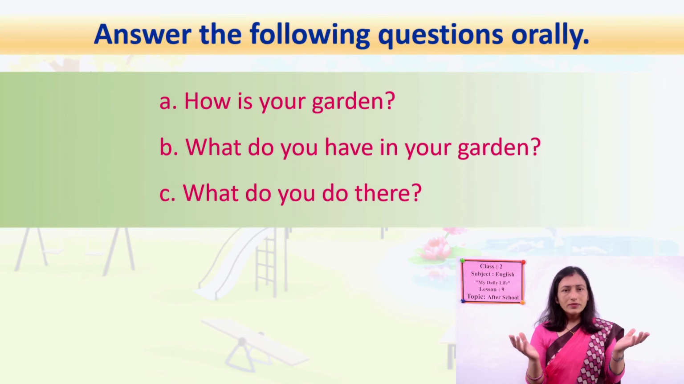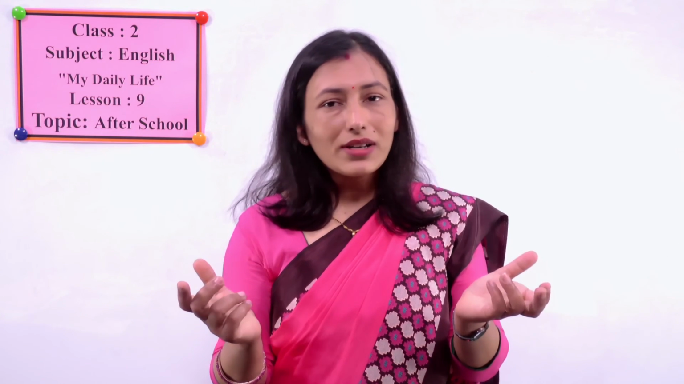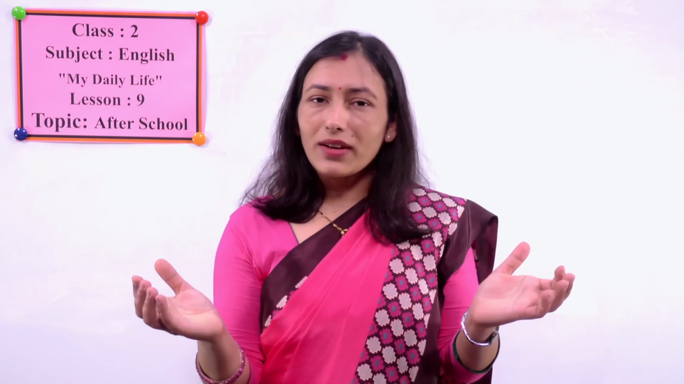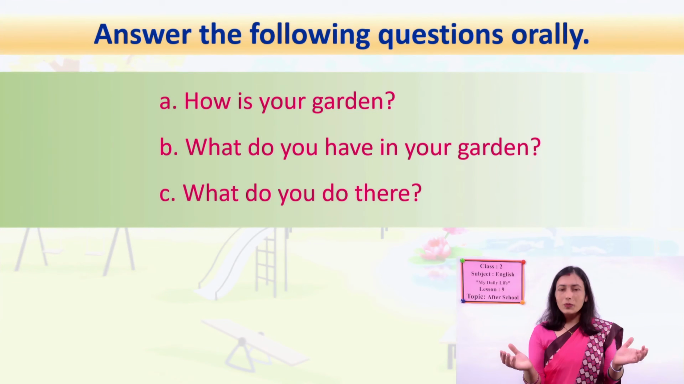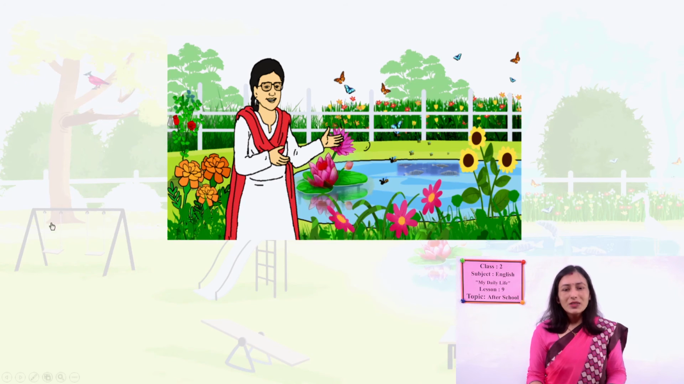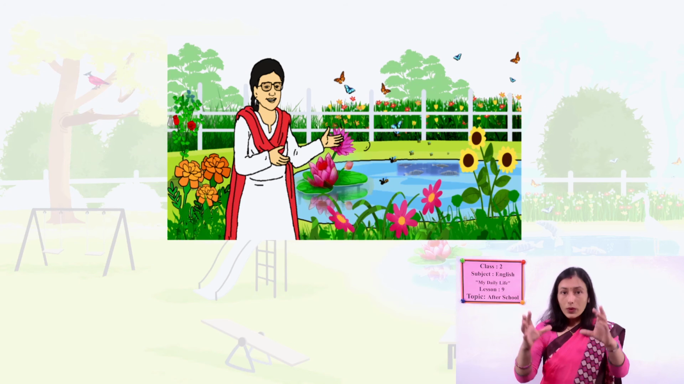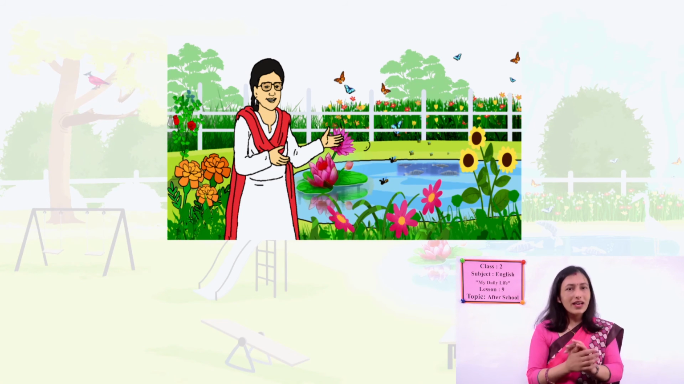And what do you have in your garden? Trees, butterflies, birds. Yes? And what do you do there? You may play. Yes? You may plant trees, water the plants. Now look at my garden. So this is my garden. And what do you see in my garden? So many things. Sometimes in our gardens we have fruit trees as well. Some vegetables as well.